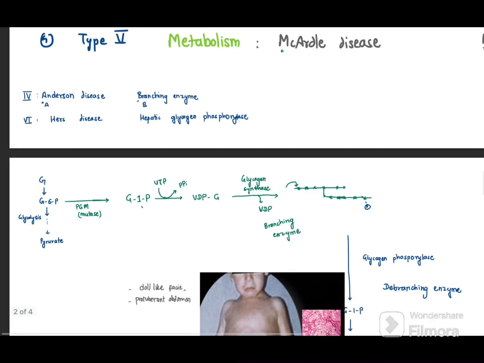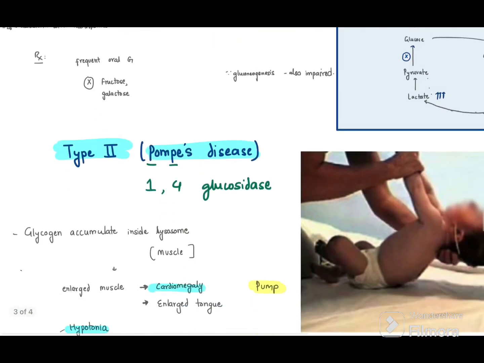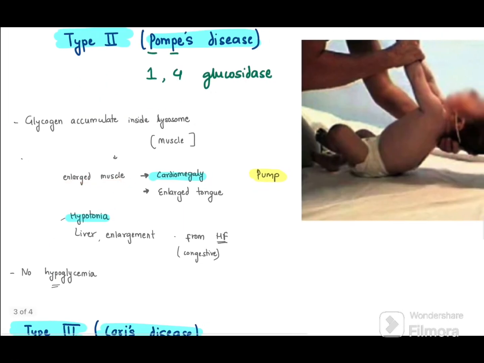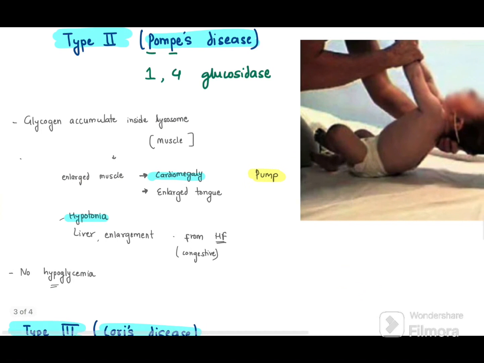When it is absent in type 2 GSD, there will be accumulation of glycogen in the muscle, right? When there is glycogen accumulation in muscle, there will be enlarged muscle. There will be muscle inactivity, decreased muscular function, leading to hypotonia. When there is enlarged muscle, there will be cardiomegaly, obviously. Heart muscle also increases, and there is an enlarged tongue, another skeletal muscle. Now, heart being affected is the characteristic finding.